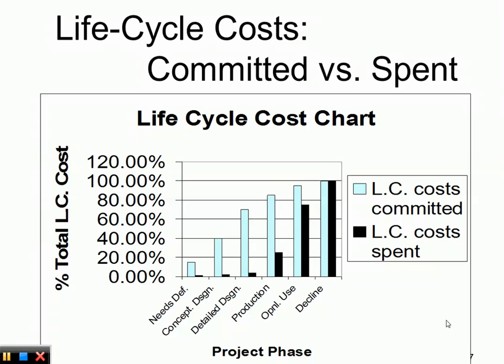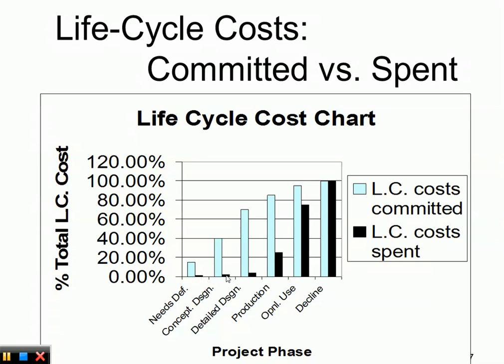So now, it's important to realize how this life cycle, going through different phases, affects the costs, and specifically committed costs versus spent costs. At the beginning of the life cycle, the committed costs, which are in bright blue, greatly exceed the costs spent, which are in black. You can see that when we start defining the needs in this first phase, the life cycle costs are much greater in terms of committed costs, and only a little bit of cost is being spent.